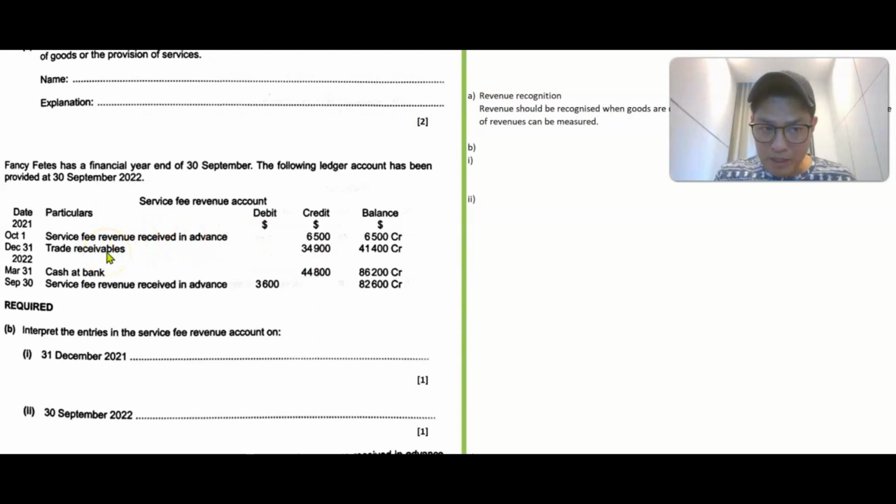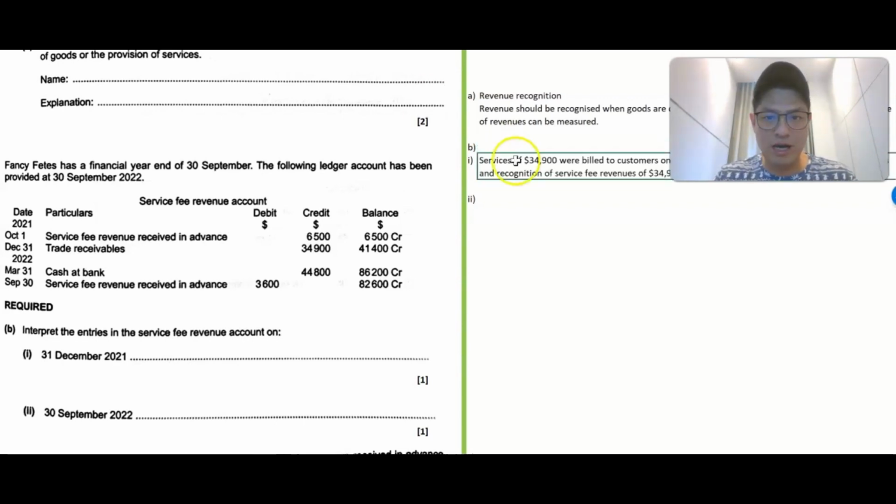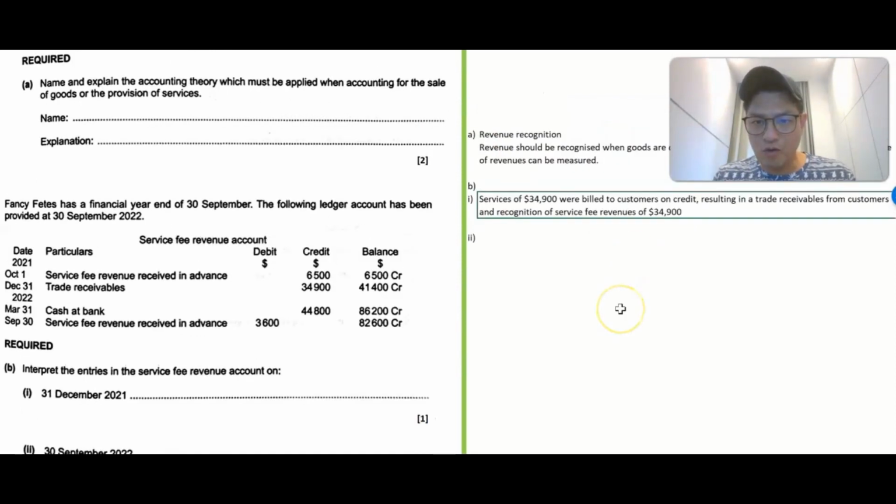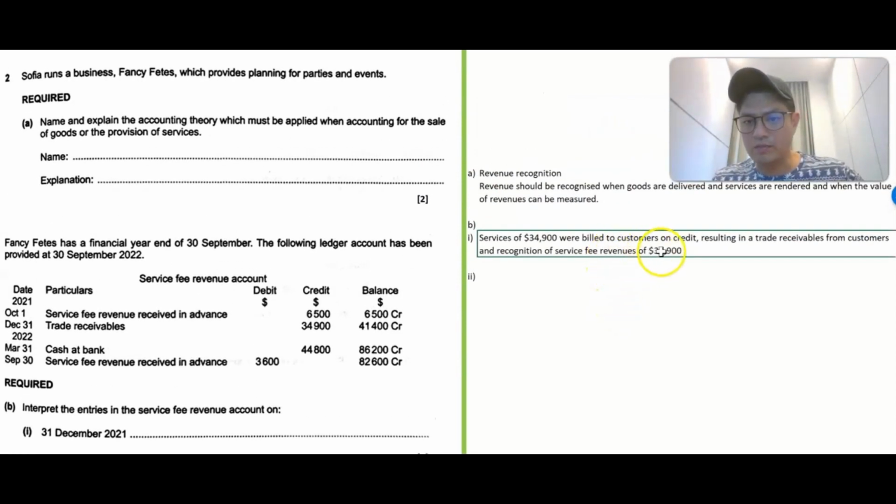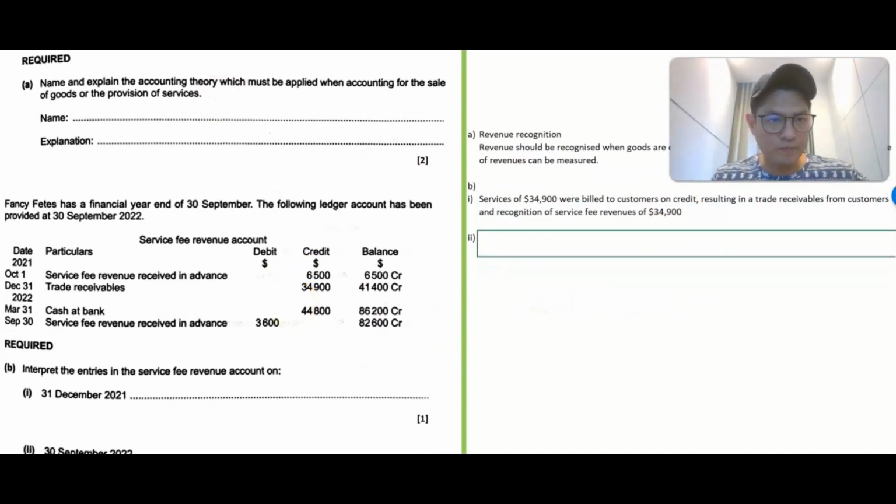And in the particular trade receivables, that will tell you what the other journal entry is, which means that the debit entry has gone to trade receivables. When you debit trade receivables, that's always an indication that you have sold something on credit. Let me just do this to show you the answer. So in here, I've said that service fees of 34,900 were billed to customers on credit, resulting in trade receivables from customers and recognition of service fees revenues of the same amount.